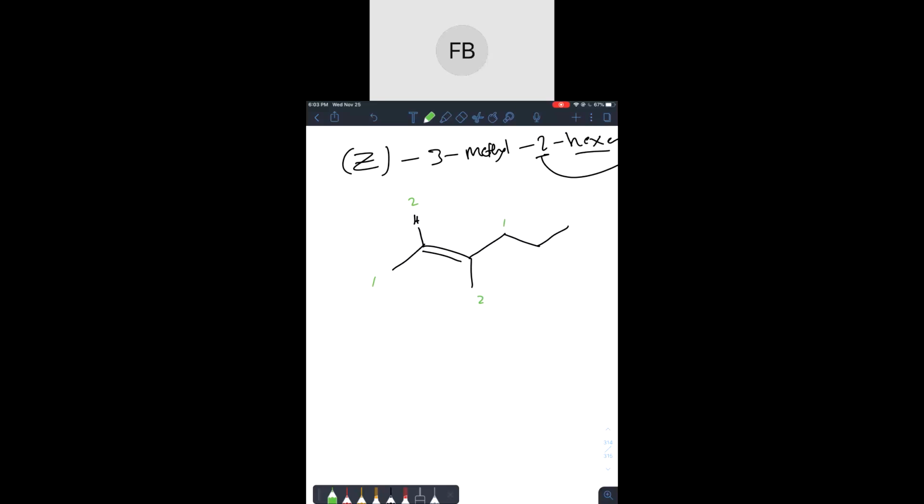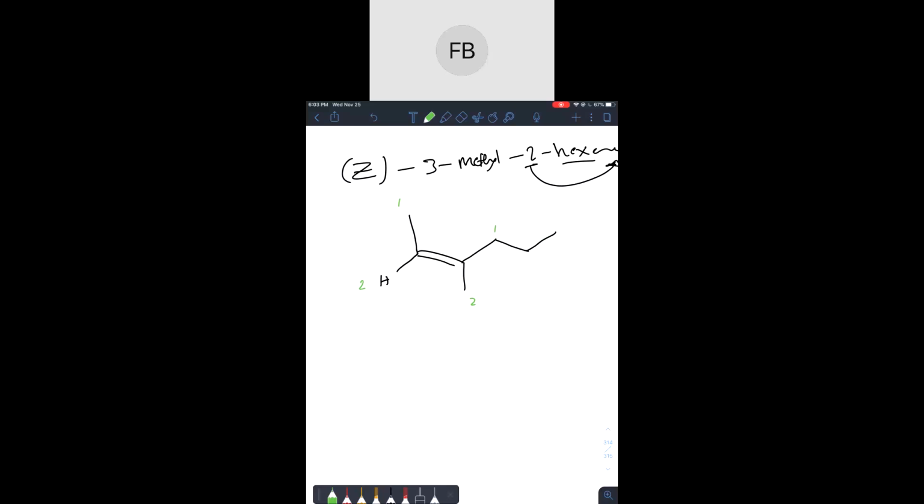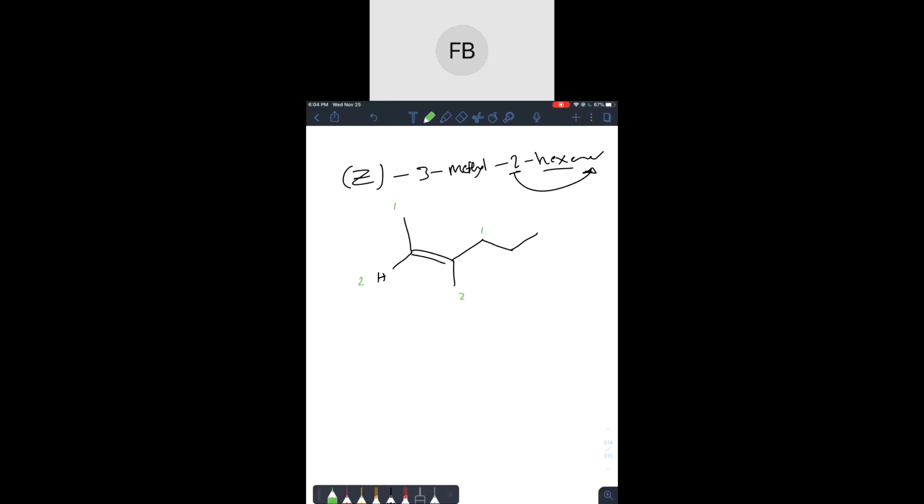And we need it to be Z, which means on the same side. So all I'm going to do is erase this, because we want 2 and 1 to be on the same sides of each other. So I'm just going to erase this and do it like this. So now this is 1 and this is 2. And they're on the same side, right? Both the 2's and both the 1's are on the same side. So that's that. Z-3-methyl-2-hexene. Next. Any questions so far?